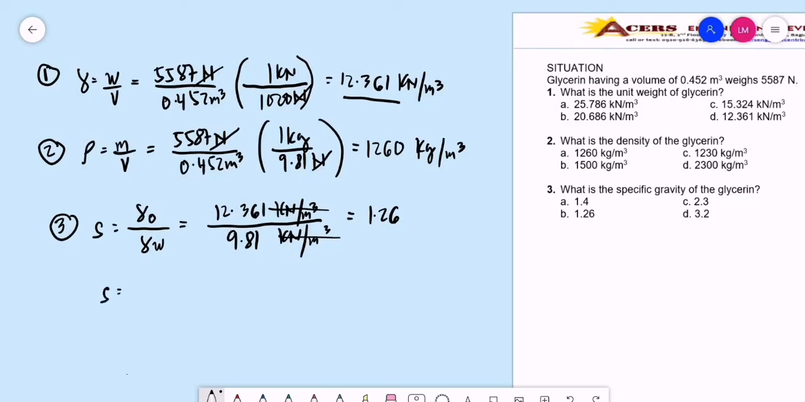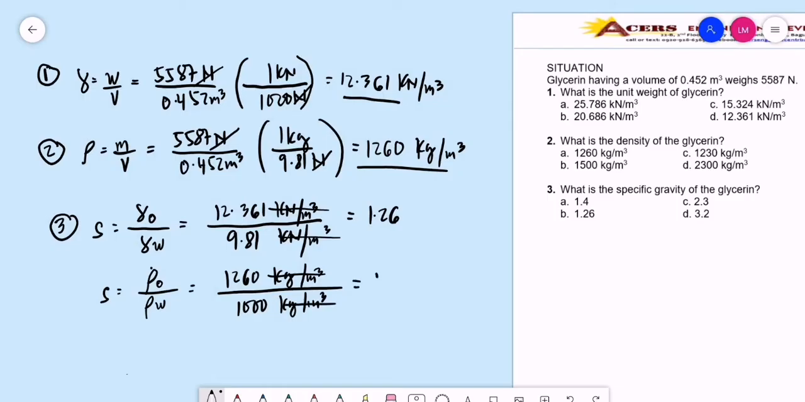Then we can also have the specific gravity in terms of the rho. This is the density of any object divided by the density of water. If we are using the density of the glycerin, that is 1,260 kilograms per cubic meter. The density of water, having the same unit, is 1,000 kilograms per cubic meter, so that we can cancel the units. This is the same as 1.26. We can have this specific gravity in terms of gamma and rho. So this is a sample problem in our board exam. We can consider them as easy problems or appetizer problems.